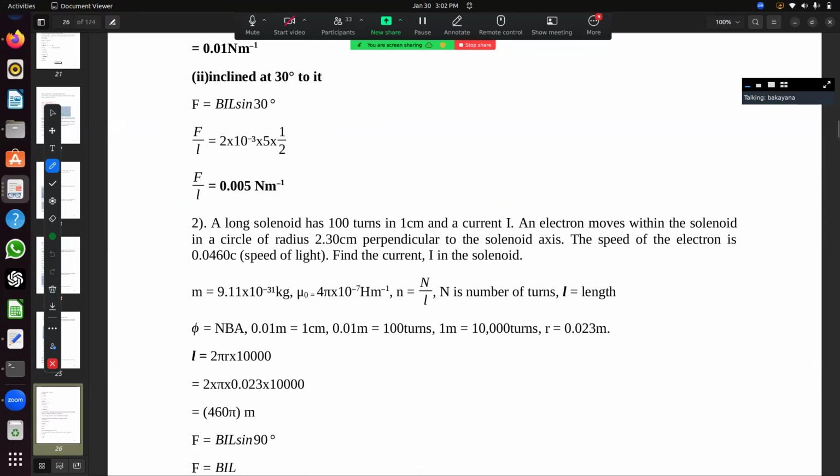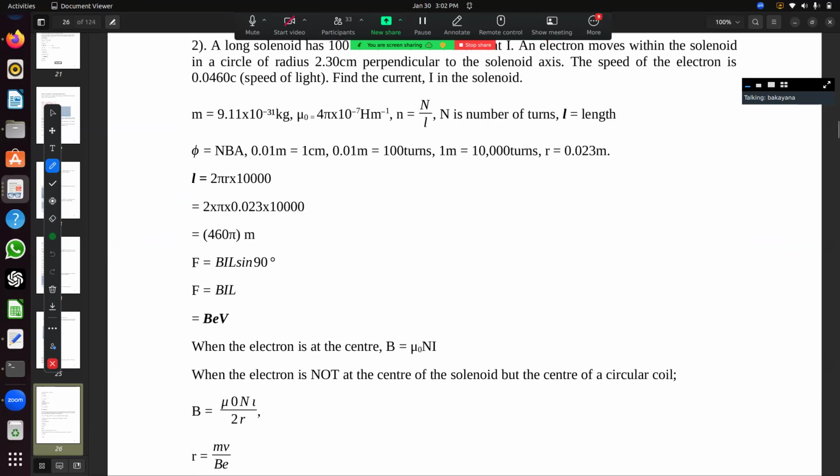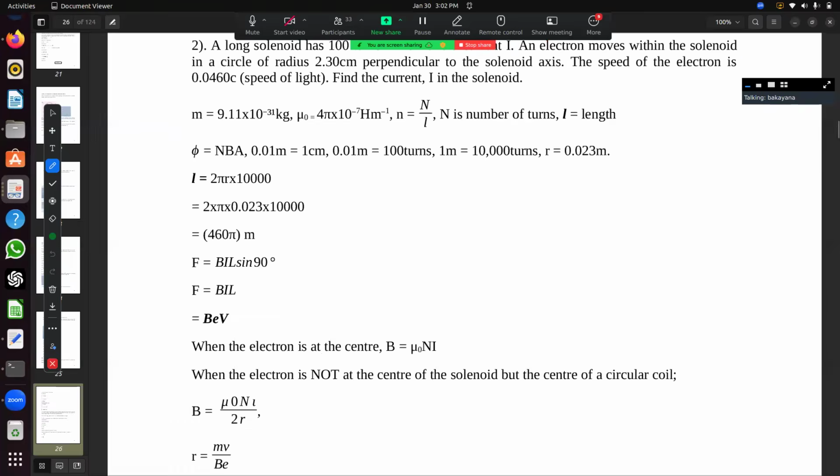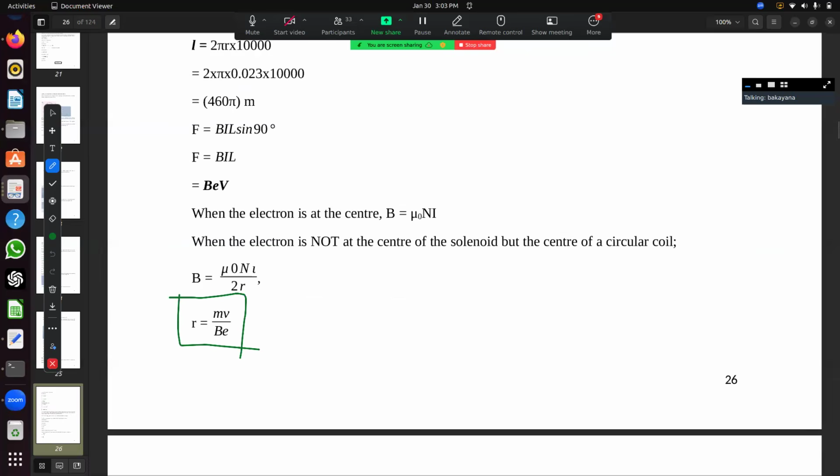So we have this one. A long solenoid has 100 turns in 1 centimeter, and a current I. An electron moves within the solenoid in a circle of radius. Now, when they say an electron moves in a circle of radius, what comes into your mind? Do you remember this formula? When an electron describes a circular path, we derived that formula.